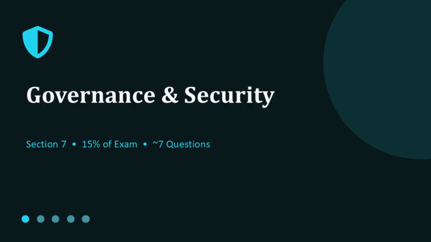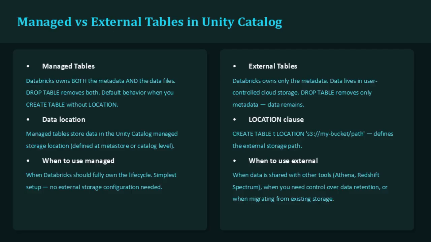My name is Kunal. This video covers Section 7, Governance and Security. We will go through managed versus external tables, the Unity Catalog security hierarchy, privileges, and row and column level security. Let's start with managed versus external tables because this distinction is guaranteed to show up on the exam.